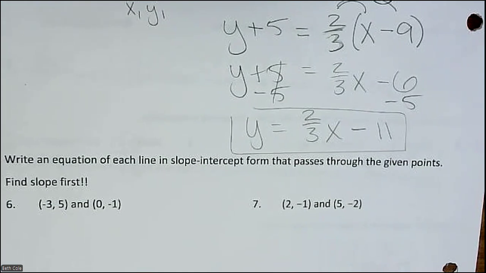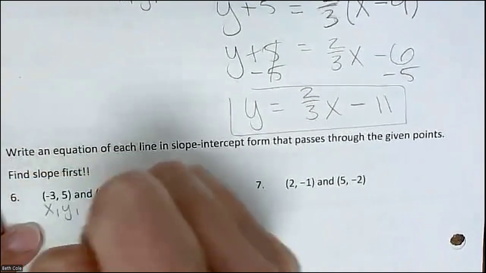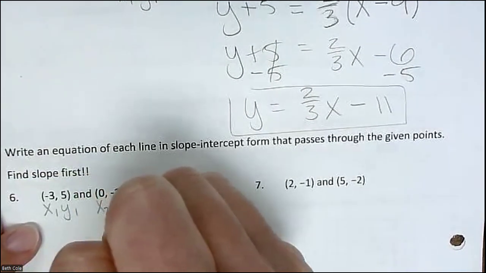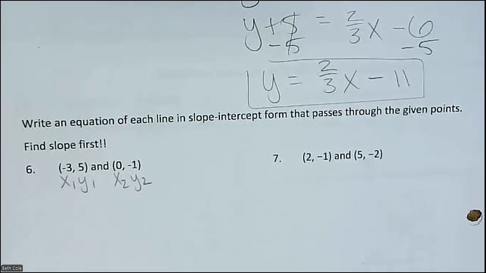All right. Now, if you don't have the slope, that is the first thing that you need to find. If the slope is not just handed to you, that's the first thing that you need. If you want to label your points, you can do that. If you don't want to, that's fine as well. It's up to you. We'll do this one and then I'll give you both.